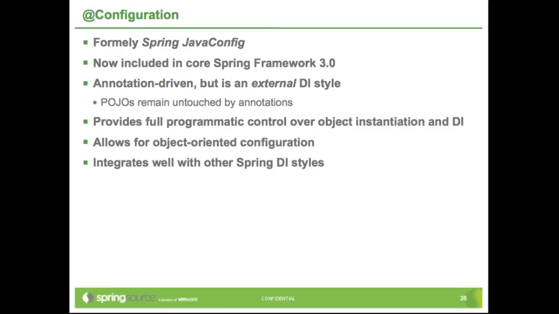It does use annotations, but it uses them in a way that your dependency injection remains external to the code that you're configuring. Right? You get full programmatic control over instantiation, dependency injection, and anything else you want to do to an object. It allows for object-oriented configuration. Because your configuration artifacts are classes, objects, you can do class and object-like things with them. You can have inheritance. You can have composition, etc. It should be quite natural for a Java developer. And then, of course, it integrates well with other Spring DI styles like annotation-driven and XML-driven.